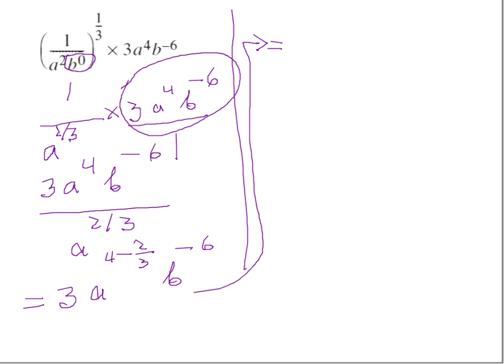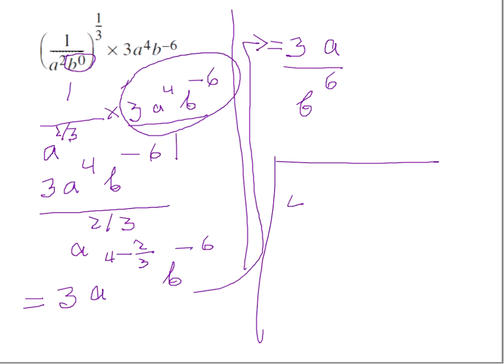Equals, so you have 3, 4 take away 2/3. 4 is made, so 1 take away 2/3, it's 1/3. Then a to the power of, and then b to the power of -6, so we can put it in the denominator. Now let's work out, what is 4 take away 2/3? We know that 1 take away 2/3 equals 1/3, and so the answer would be 3 and 1/3.